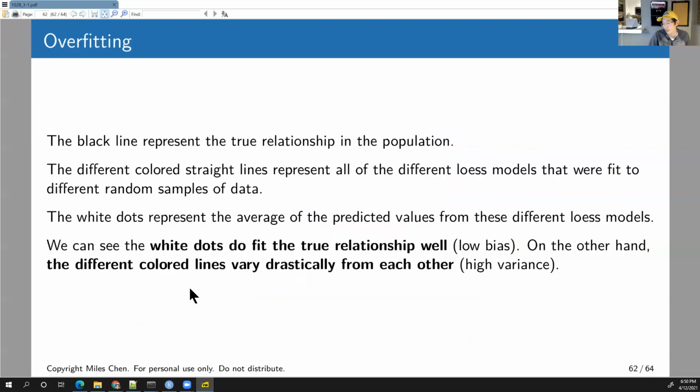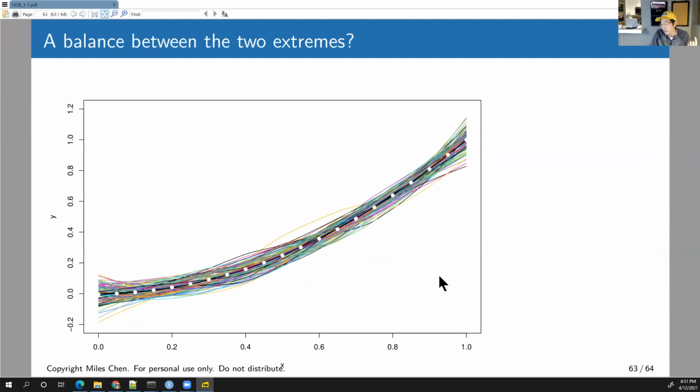And so that's what we have. The white dots fit the true relationship very well, in that we have low bias if you average all of your fitted values, but the different colored lines vary drastically from each other. And so you have high variance from one fitted line to another. And again, in practice, you're only looking at one and you're like, well, I don't know if this is any good. So ideally, you want something that's a little bit of a balance here.